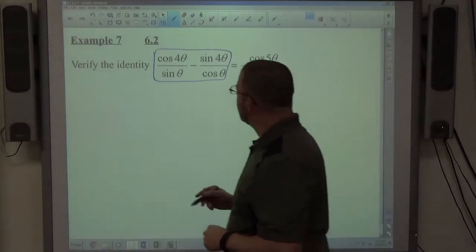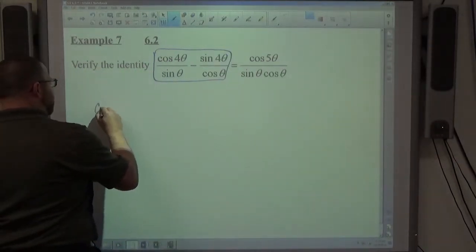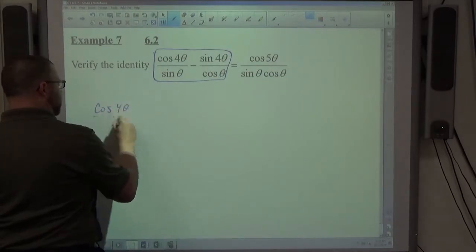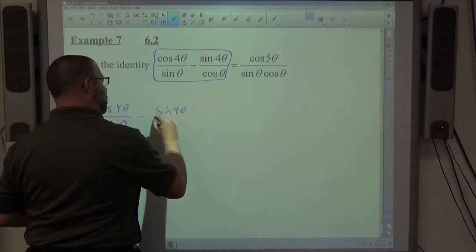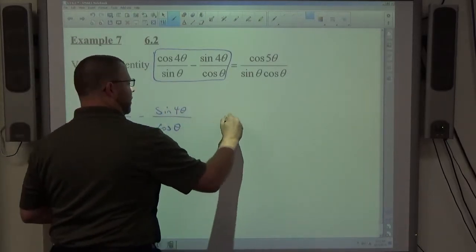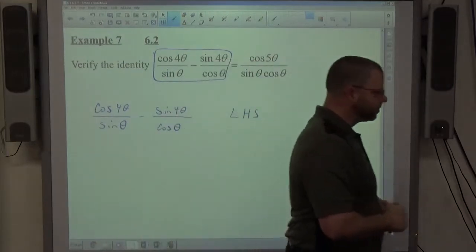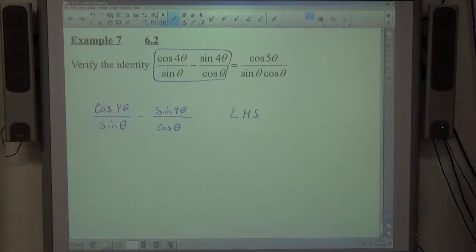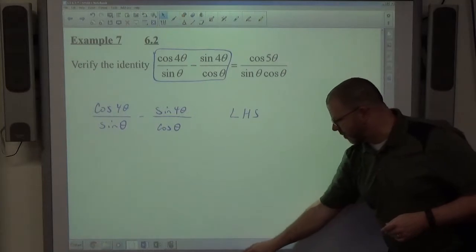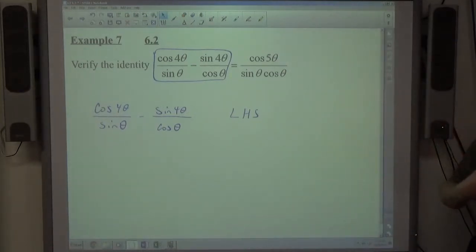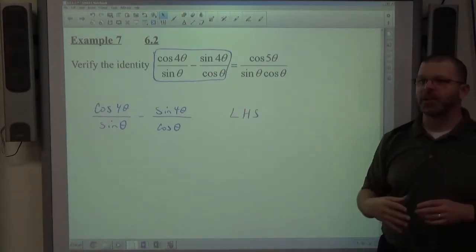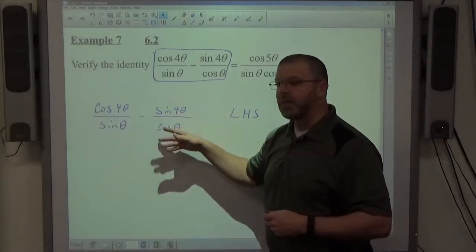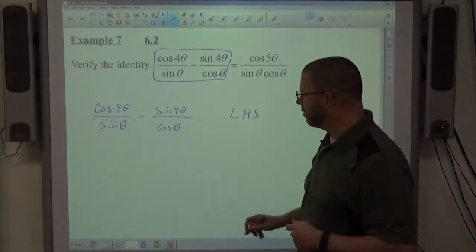take the left-hand side. So we've got cosine of 4 theta over sine of theta minus sine of 4 theta over cosine of theta. That's just the left-hand side. So we're going to start there. And again, it's up to you to take a look at it, see where you're trying to go with it. For me personally, if I have two terms on the left-hand side, I'm trying to make it into one term. The first thing I focus on is let's make that left-hand side into one term. So getting a common denominator to add the fractions seems like a reasonable first step for me.